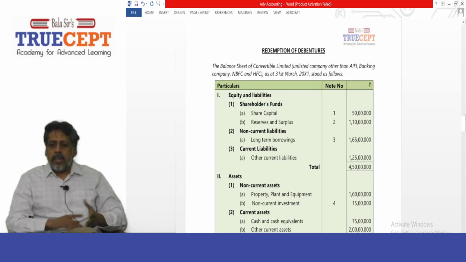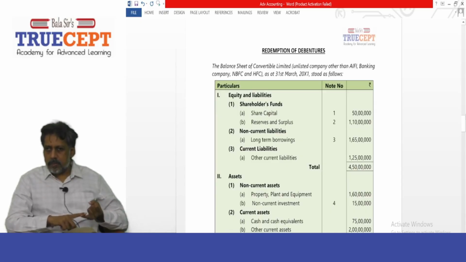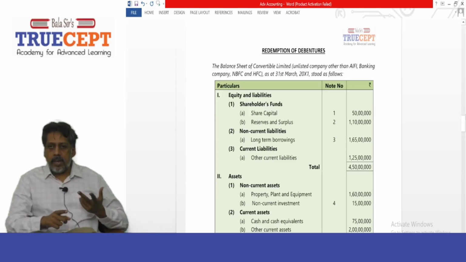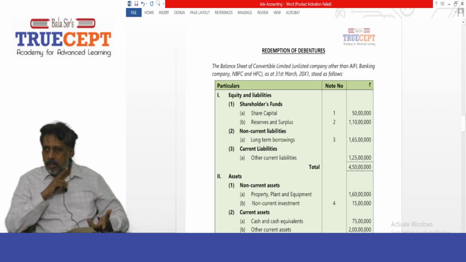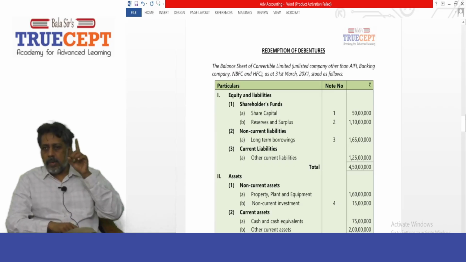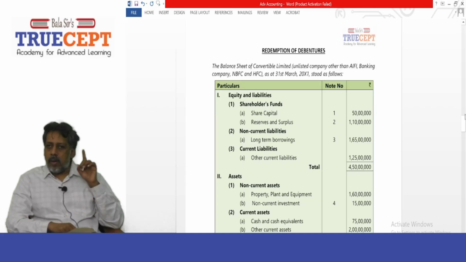Now let's go ahead and take an example on redemption of debentures. This particular question is from the CA Intermediate textbook, before 2024, the old syllabus. Now this can come in your examination, guys, CA Foundation Jan 25. Now let's go ahead and take on this question.